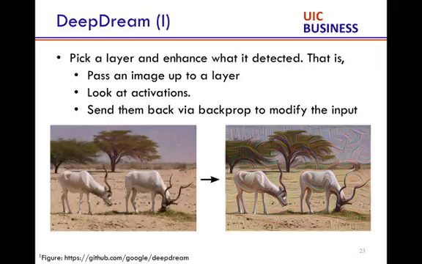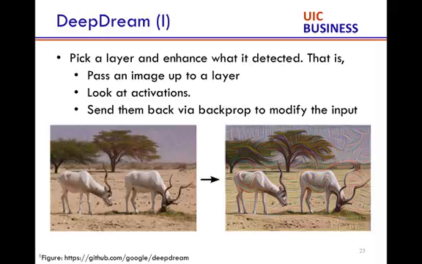So what we do is the following. We pick a layer and enhance what it detected, right? What do I mean? You pass an image up to some layer. It can be even the final layer, but just think of it, you have stacks of layers, so pick a layer. In this case, the layer is picked very early. You pass through an image and get the activation. Once you pass an image, at the output of every layer there is an activation tensor, a 3-dimensional object, right?